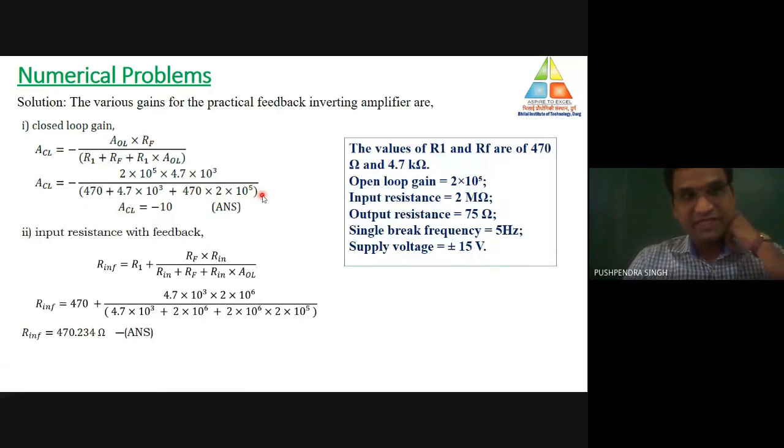So as we have seen, in case of practical inverting amplifier, the value of closed loop voltage gain is AOL into RF divided by R1 plus RF plus R1 into AOL. Values given are, the value of AOL is 2 into 10 to the power 5. Value of RF is equal to 4.7 kilo ohm. Value of R1, 470 ohm.